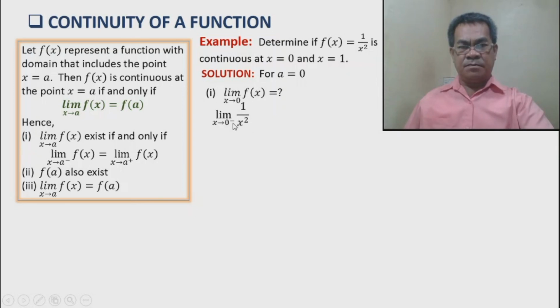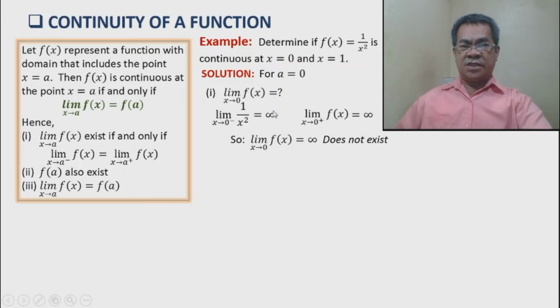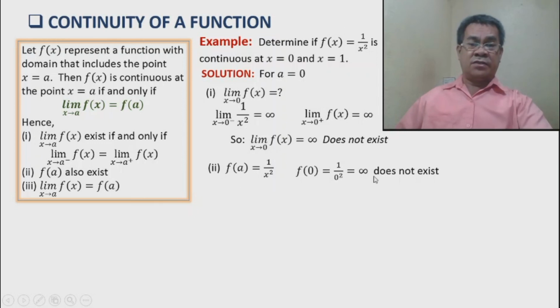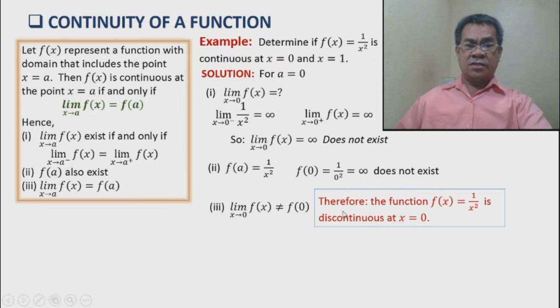If you evaluate this one, the left hand limit at 0 is, remember, for negative numbers, infinite. And the right hand is infinite. But remember, this does not exist because infinity is not an exact number. Although they have the same answer, this is an infinite number, so the limit does not exist. If this does not exist, even if condition number 2 existed, you still cannot say that it is continuous. Both of them do not exist. So condition number 3 fails, and therefore the function is not continuous at 0.